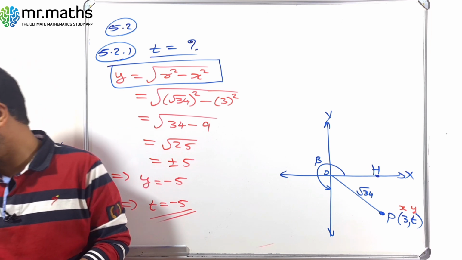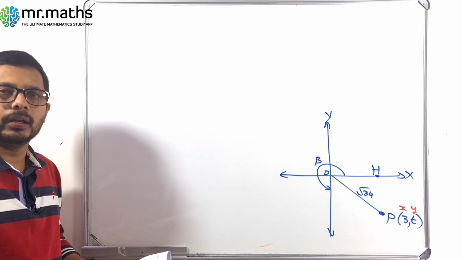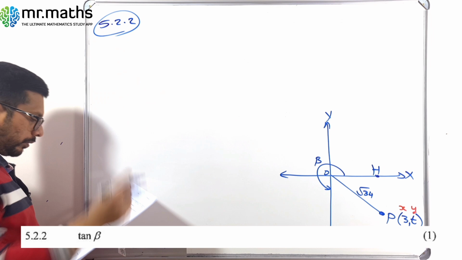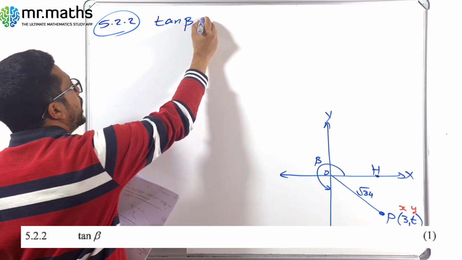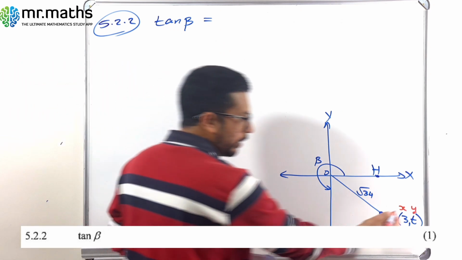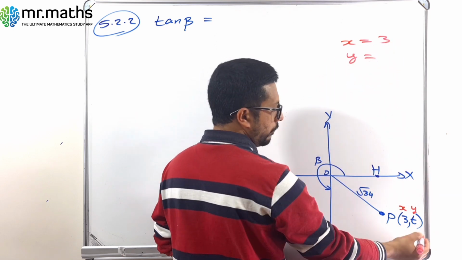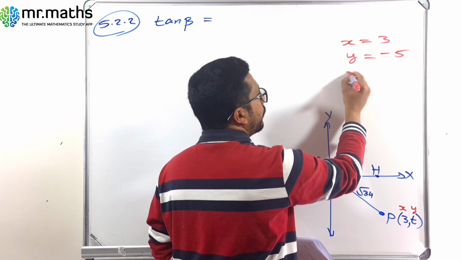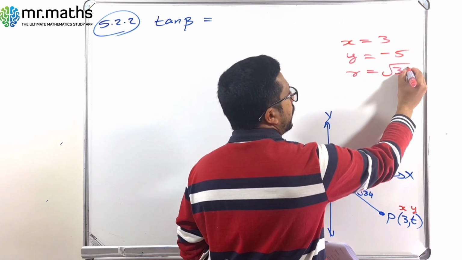Now let's go to the next question, 5.2.2. Okay, next question number 5.2.2. What is that question? Tan beta, you have to find tan beta. Okay, so here don't forget what is our x value? X value is 3, and what is the y value? Y value we got in the previous question, we got as minus 5, am I right? Okay, and what is r? It is given that r is root 34.